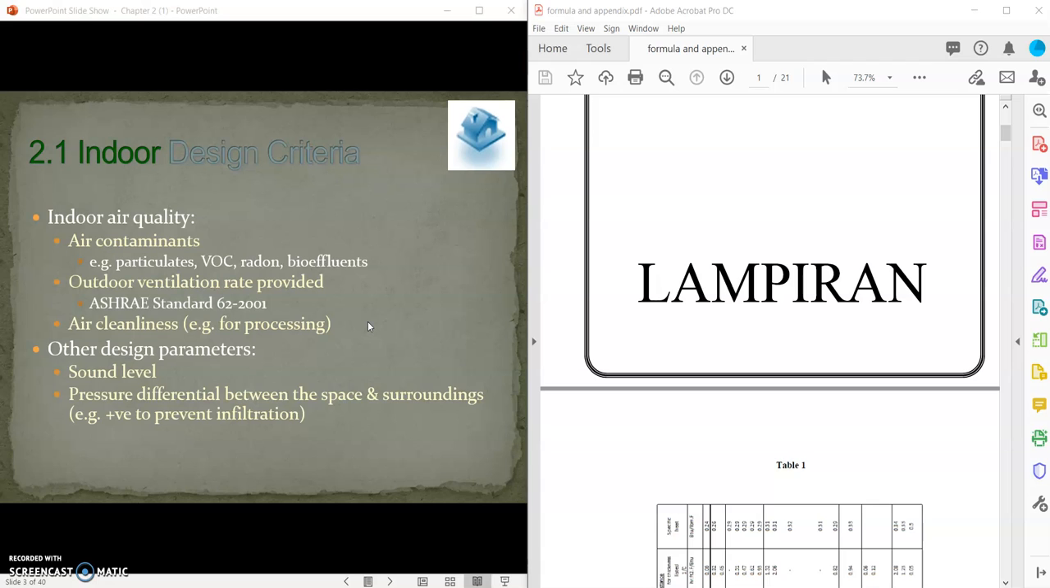The ventilation must also refer to the ASHRAE standard to make sure we receive a very good ventilation rate. Then there is cleanliness, for example the filter, which usually relates to air contaminants. Apart from that, we also feel comfortable if the sound level is suitable and the pressure differential between the space and the surroundings is positive. If it is negative pressure, we usually feel not comfortable.